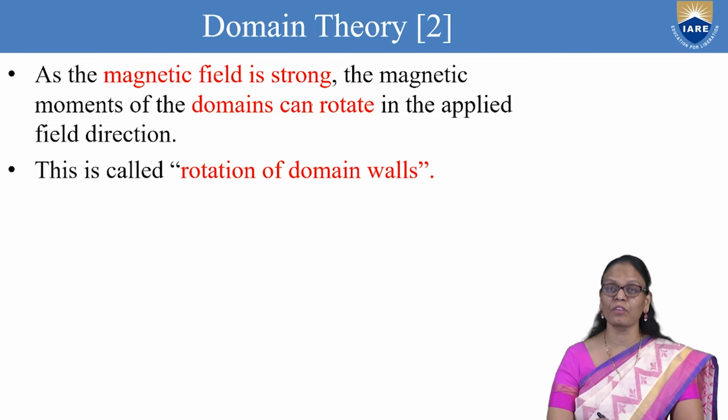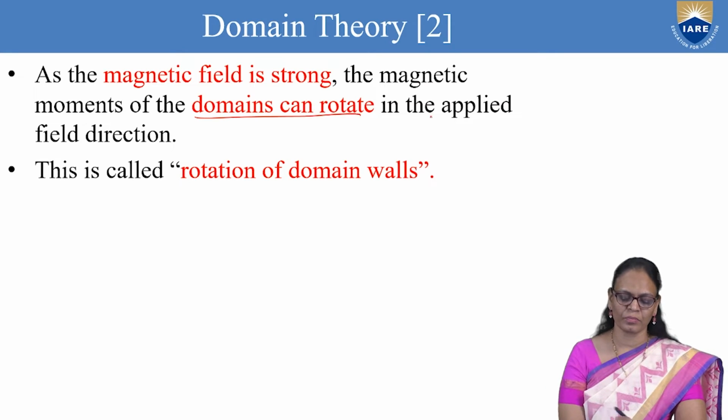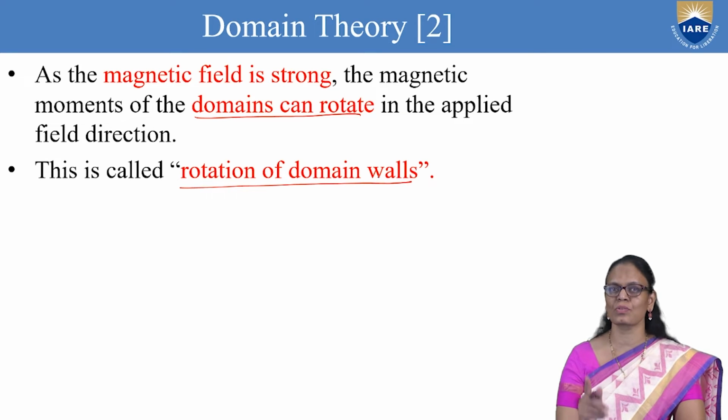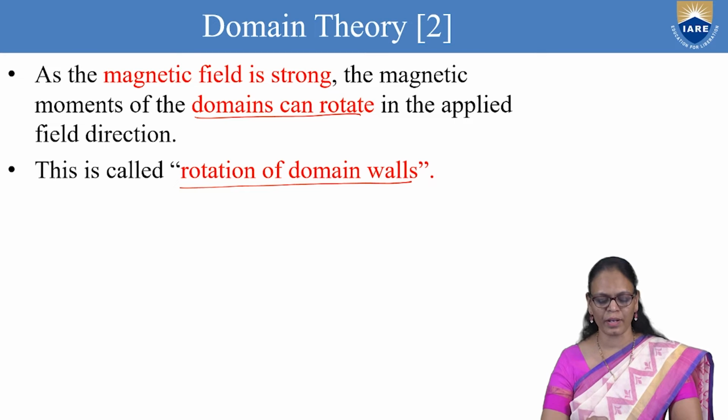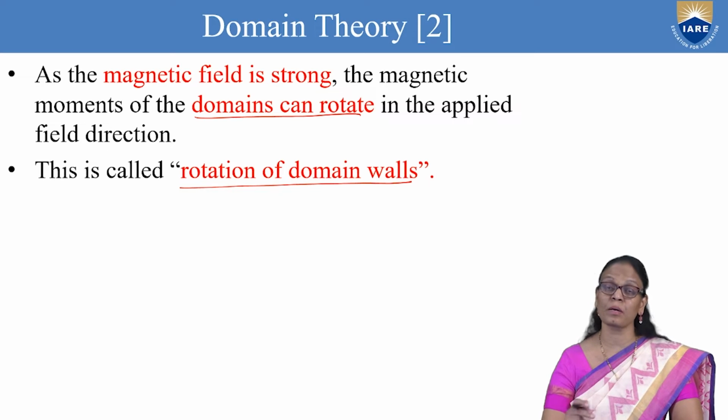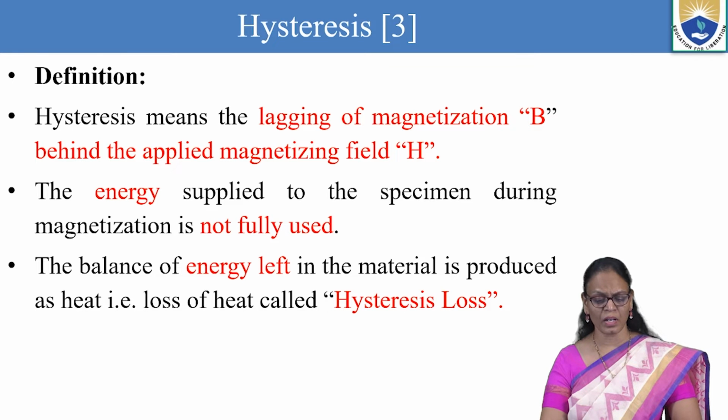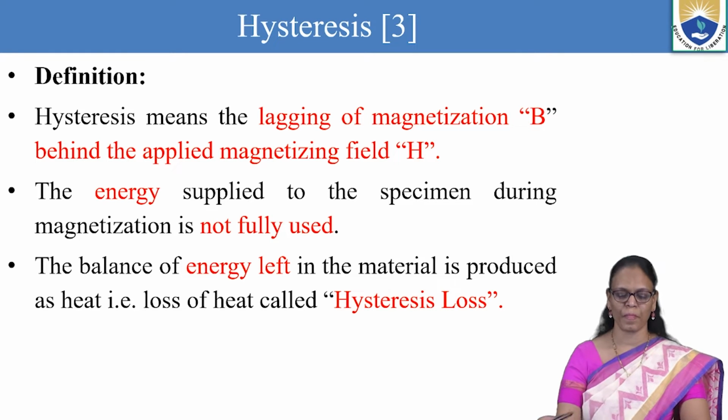So as the magnetic field is strong, the domains can rotate in the field direction, and that is called rotation of domain walls. So motion we have understood, and now this is the rotation in the presence of a strong magnetic field. Now coming to hysteresis.